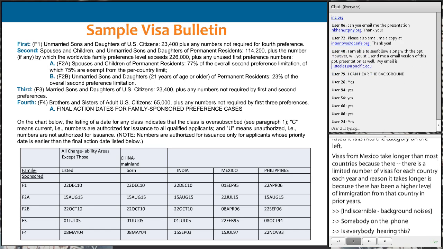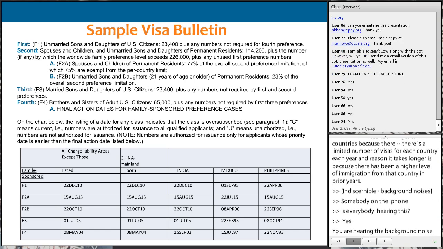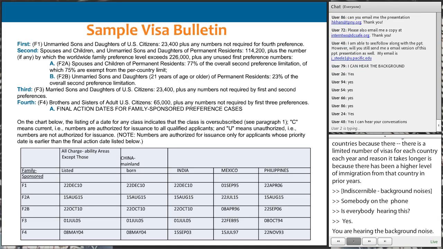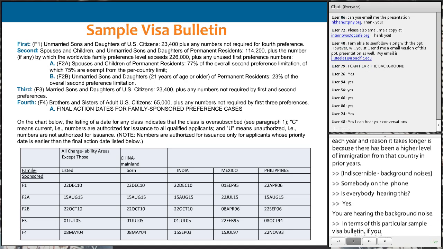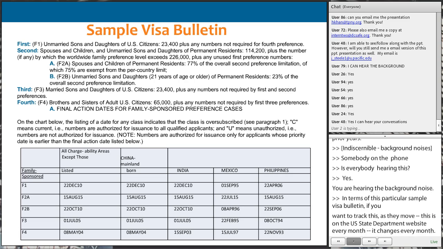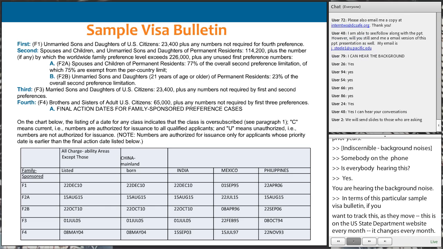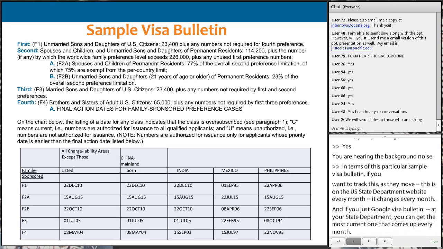Okay, so in terms of this particular sample visa bulletin, if you want to track how they move, this is on the U.S. State Department website every month. It changes every month. If you just Google Visa Bulletin U.S. State Department, you can get the most current one that comes up every month. This is the one right now for June of 2017 that I've posted the table on here. If you're working with individuals trying to figure out how long it's going to be, they are posted monthly, and folks can figure it out.